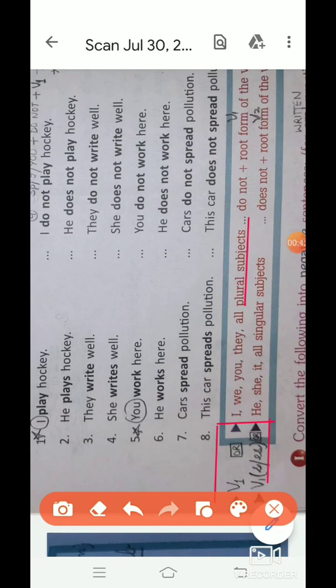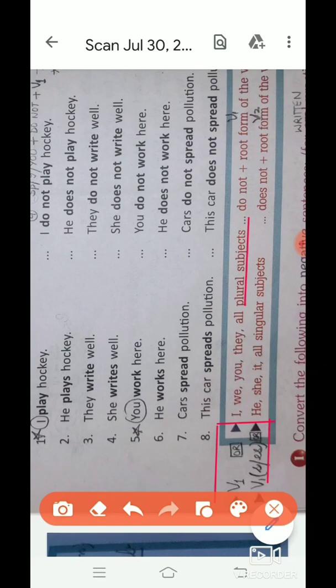I will tell you in detail how you can make a correct negative sentence in simple present tense, first by taking care of the subject, and secondly by seeing the verb. So here are some examples 1 to 8 written here. First I will tell you how we can see the subject and make a proper correct negative sentence.